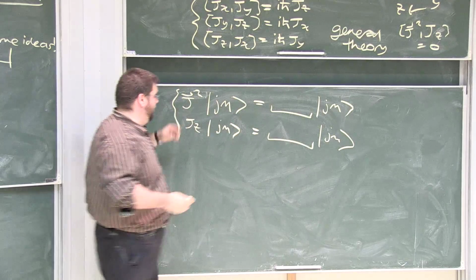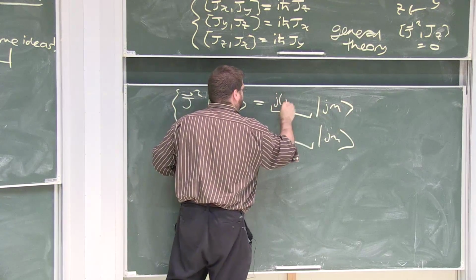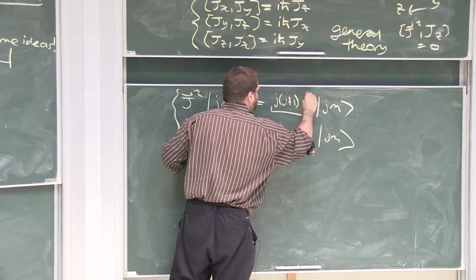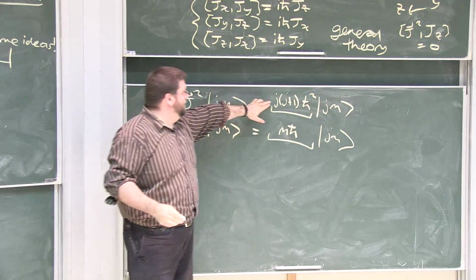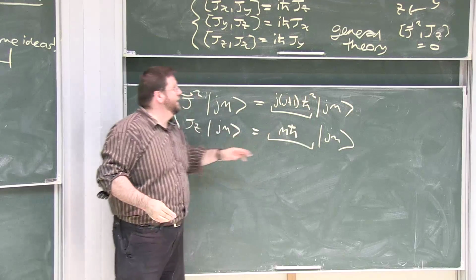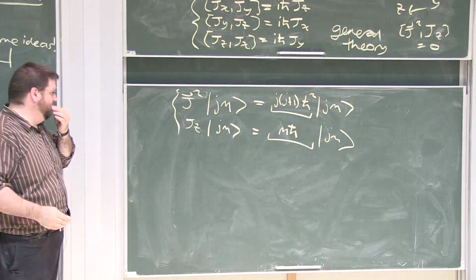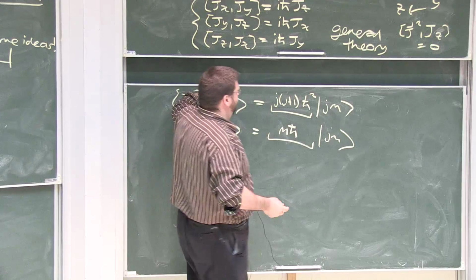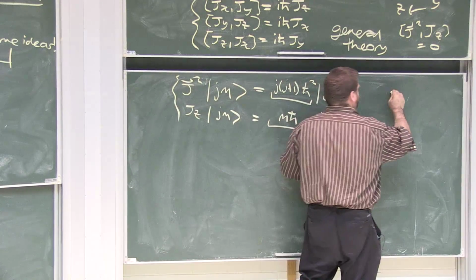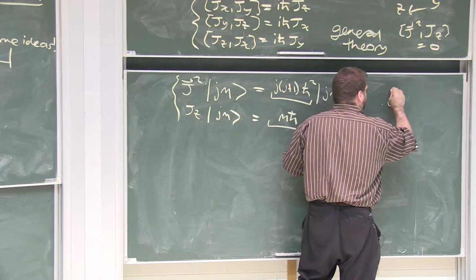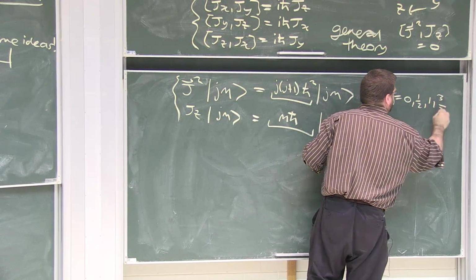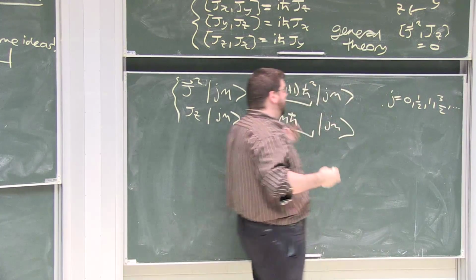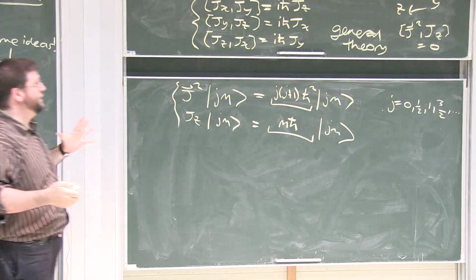We give the eigenvalue a name. Here we called it j(j+1) h-bar squared. Here we called it m h-bar. j was the general angular momentum quantum number. m was the magnetic quantum number. You then show, using a chain of logic, that the only allowed values for j are 0, 1/2, 1, 3/2, etc. You then say this is a general theory of angular momentum.